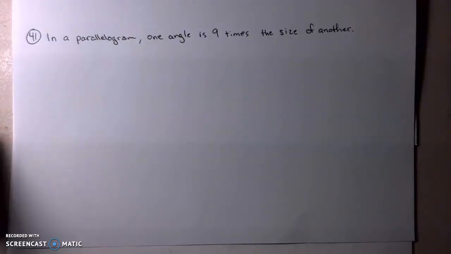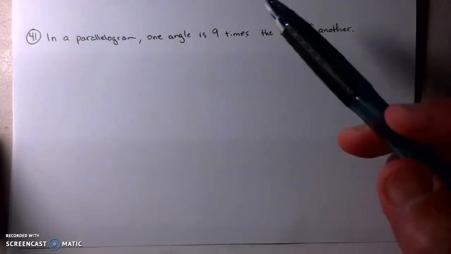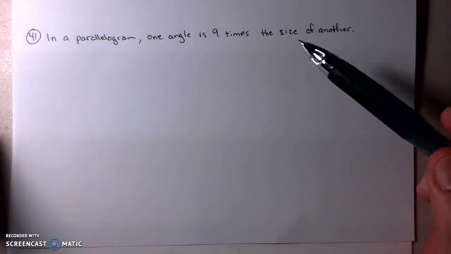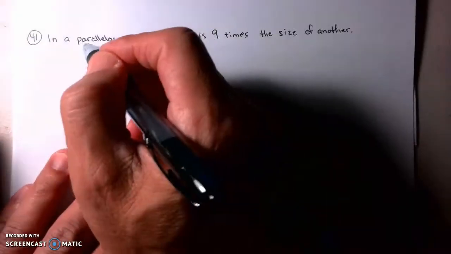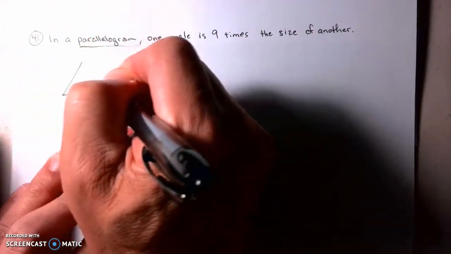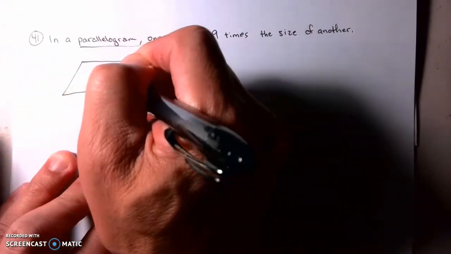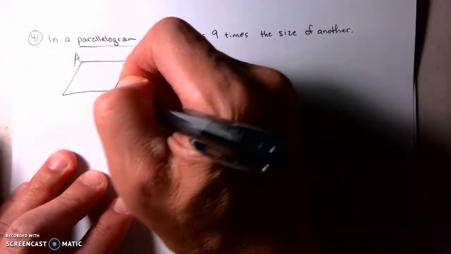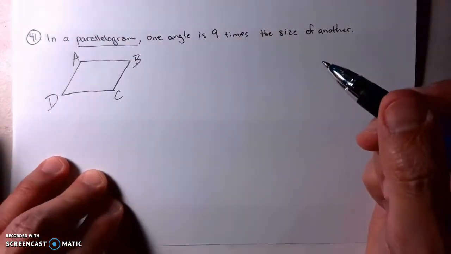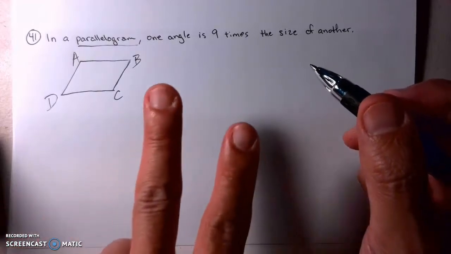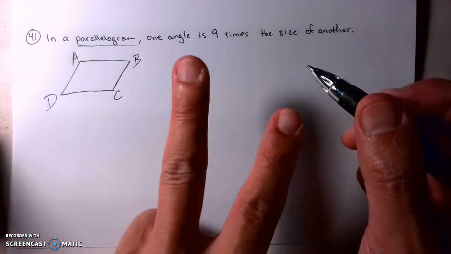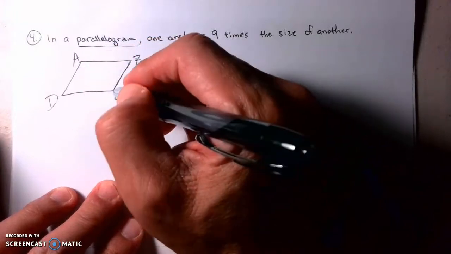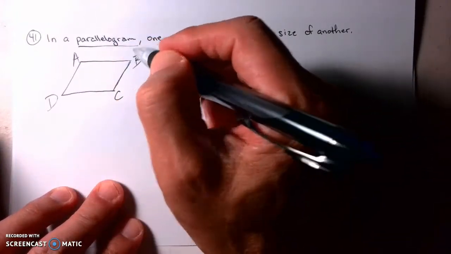We're going to tackle number 41 here. It's a little word problem. It says, in a parallelogram, one angle is 9 times the size of another. Find the measure of the angles. First of all, it's a parallelogram. So, even though I'm just sketching a parallelogram, A, B, C, and D, one of the angles is 9 times bigger than the other. And really, even though you see 4 angles, there are only 2 actual different ones, because A is the same as C and D is the same as B.